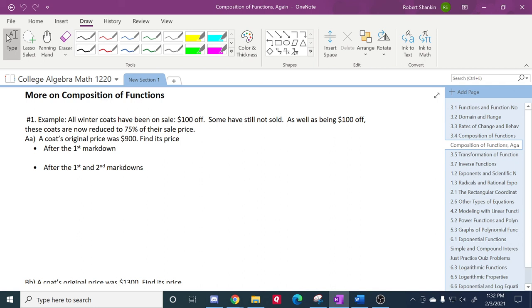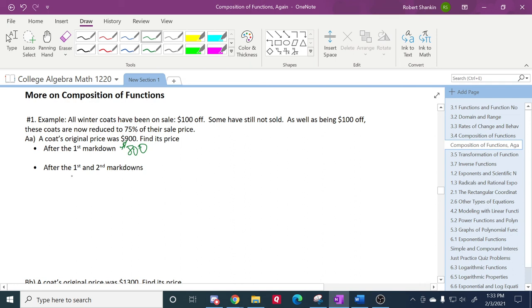Okay, group 6. What do you have after the first markdown? For the first markdown, we got $800. Great. And after the first 2 markdowns? Still group 6. What do you got there? There, we have a response for the second part. Okay, just for the first. Thank you for that. And let me switch to group 1.